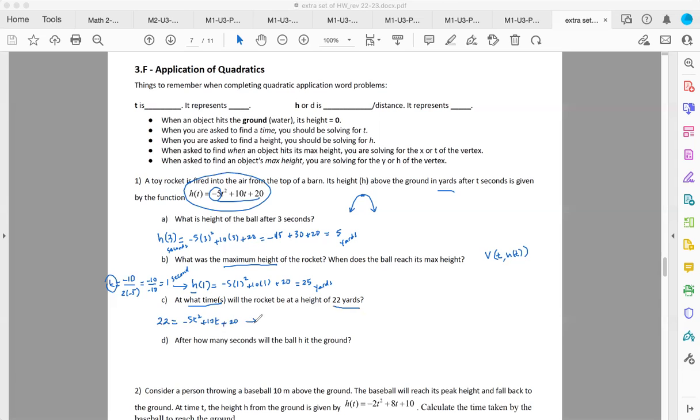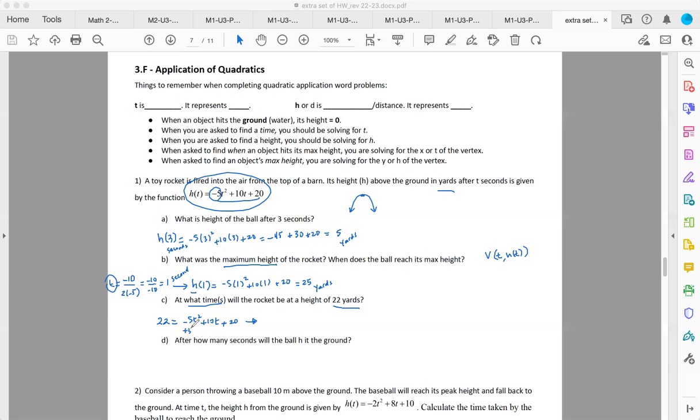And this will be what? This will give you, now you have to solve for this, right? You have to solve for t. So how do we solve? I personally don't like having a negative coefficient to the left of t squared, which is the leading coefficient. So I'm going to move everything to the left.